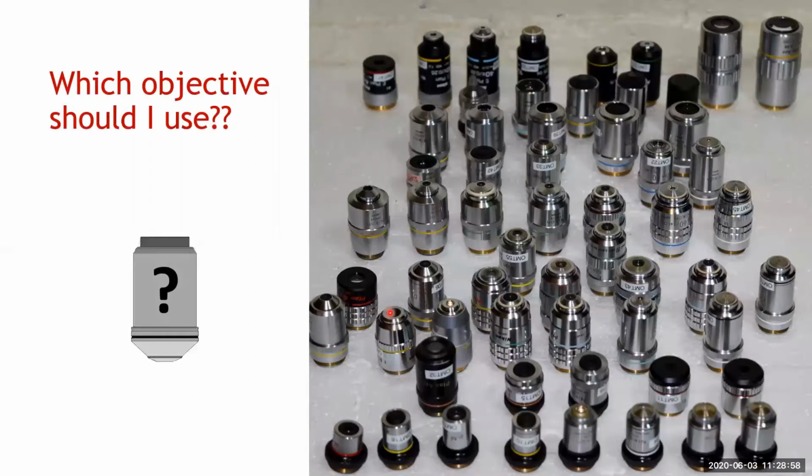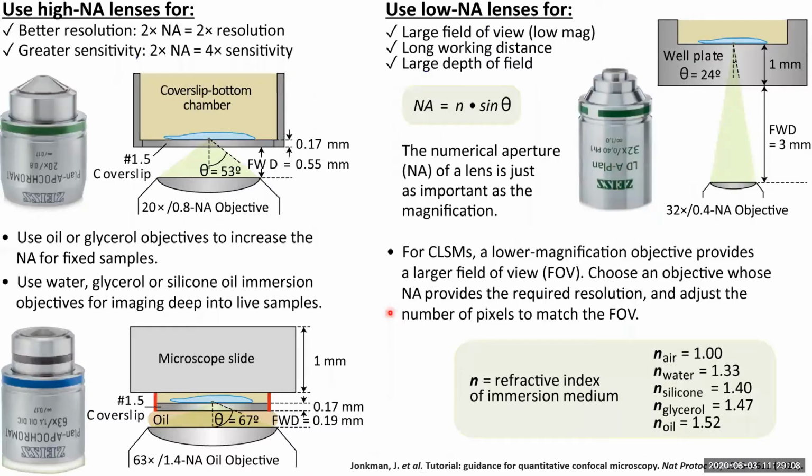With all of that said, you can imagine there is a ton of lenses out there, and it could get a bit confusing. So which objective do you end up using? There are general rules, but of course you really have to sit down and figure out what you want. You want to use high NA lenses if you need better resolution, and better sensitivity in terms of being able to collect more light.